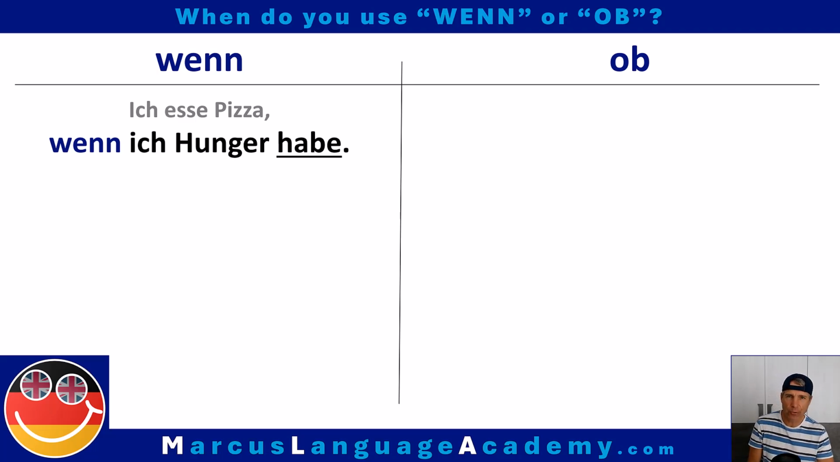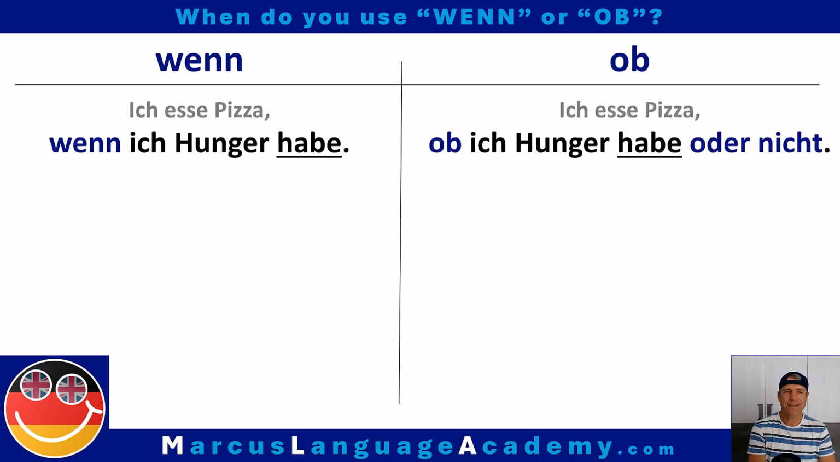Sounds a bit like Yoda, no? I like to call it Yoda German or English, but you can see the structure better in German. You can say the same sentence in a similar way: ich esse Pizza, ob ich Hunger habe oder nicht. Here the meaning is if I'm hungry or not. So here is my first tip: if you add oder nicht, you normally always use ob.